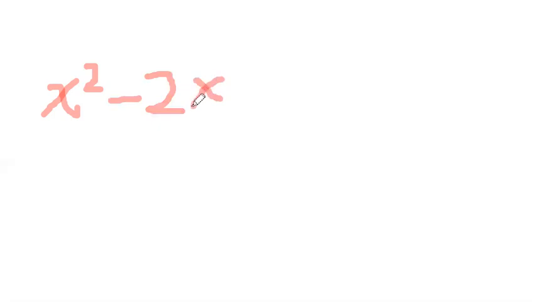So we have a question: x squared minus 2x minus 63. The more examples we do, the more things will become clear. So this is a question where we have to factorize this quadratic equation. Question is, factorize the equation x squared minus 2x minus 63.